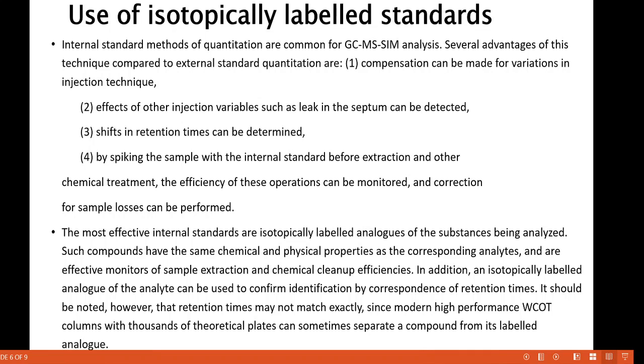In addition, an isotopically labeled analogue of the analyte can be used to confirm the identification by correspondence of retention time. It should be noted, however, that retention time may not match exactly, since modern high performance wall-coated columns with thousands of theoretical plates can sometimes separate a compound from the labeled analog.